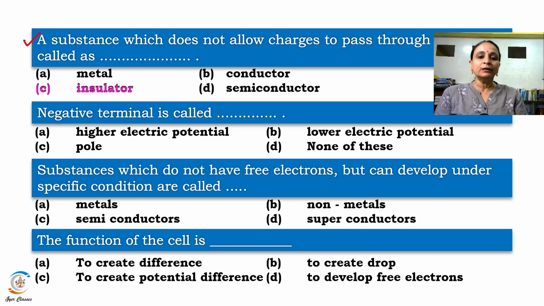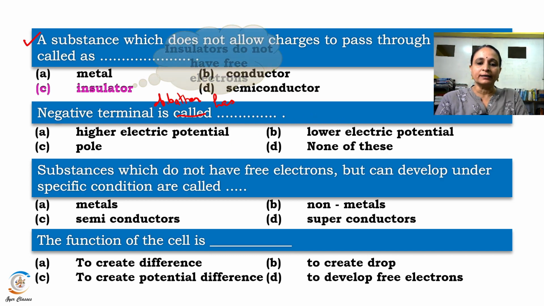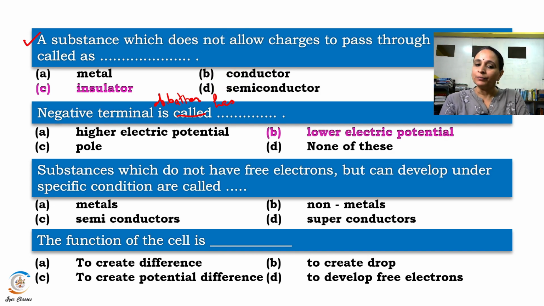The negative terminal, let me write, of a battery has higher electrical potential, lower electrical potential, pole, or none of this. What is it called? Come on, answer. It has got lower electrical potential.